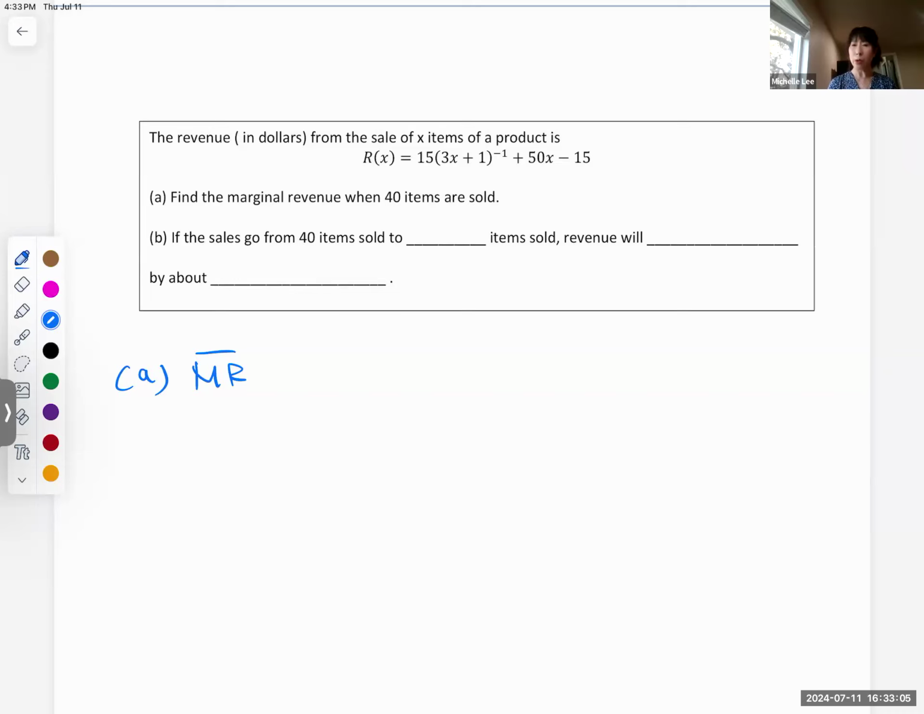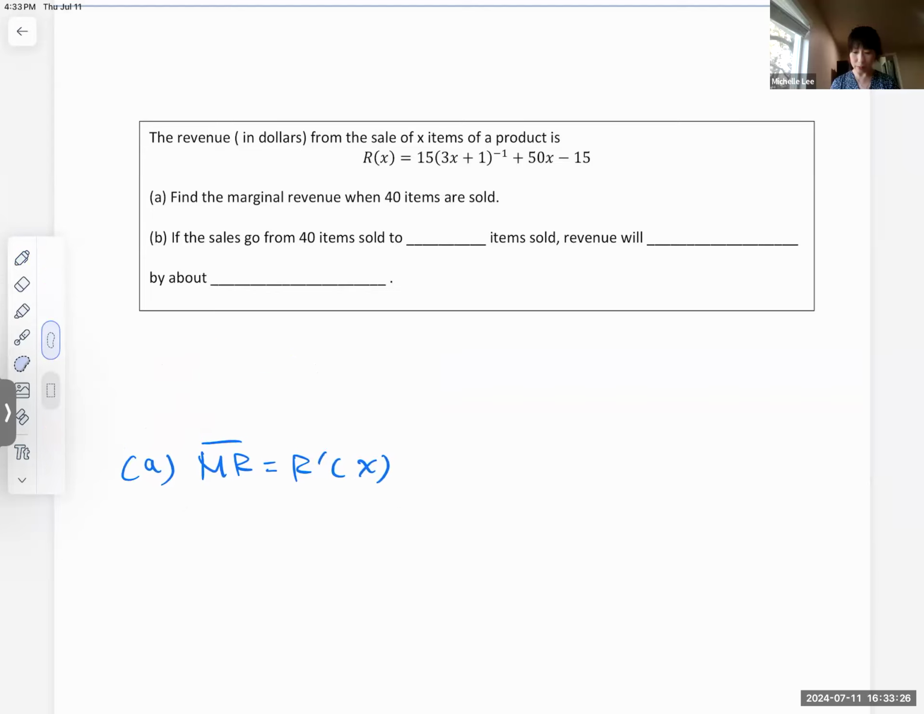Okay, marginal revenue, then R prime of x, right? So we want the derivative of the revenue function. So what do you get? Oh, let me see. So let me get this one.